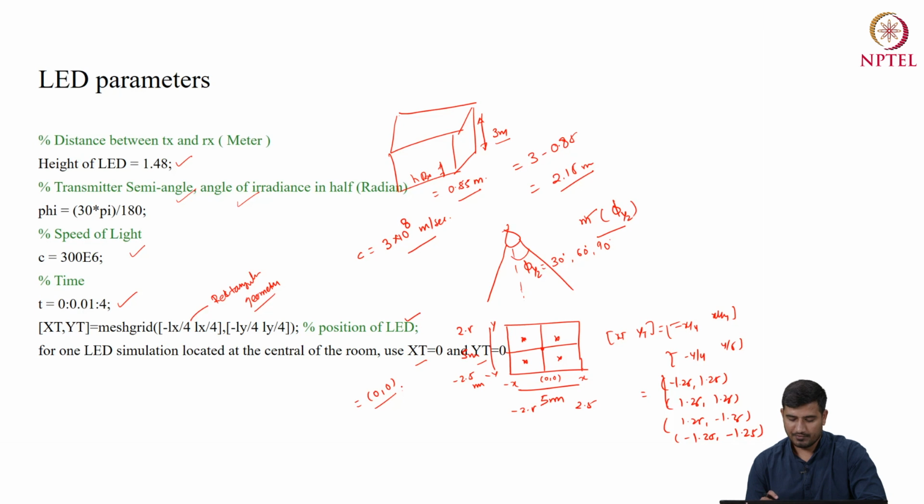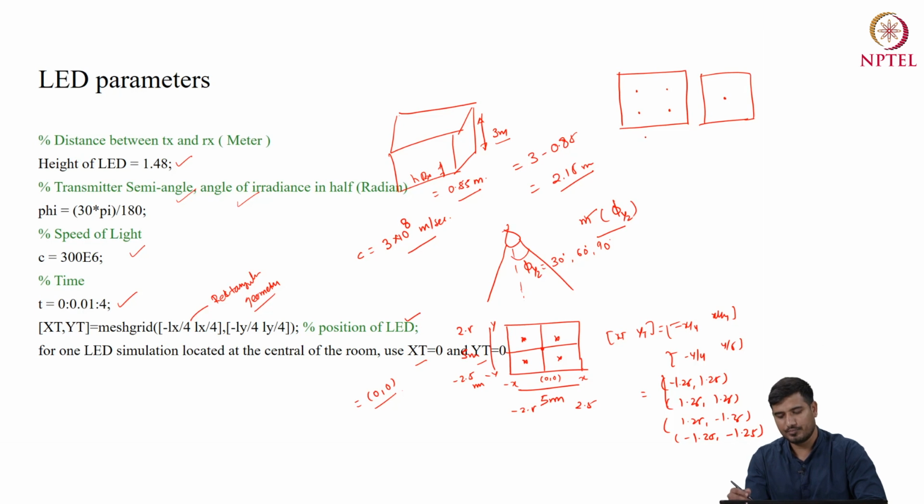Now we have simulated a transmitter plane. We have a transmitter plane where we have deployed 4 LEDs in a rectangular configuration, and a single LED at the center of the room, along with their respective parameters like LED semi-angle, their tilt, and their height from the receiver plane.